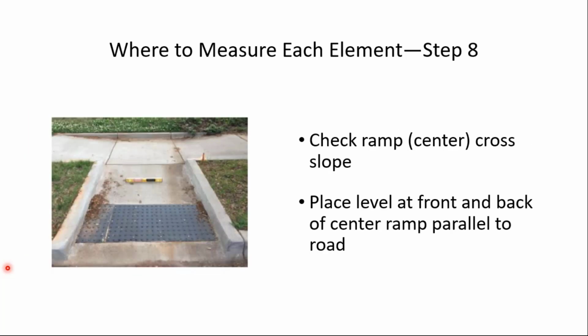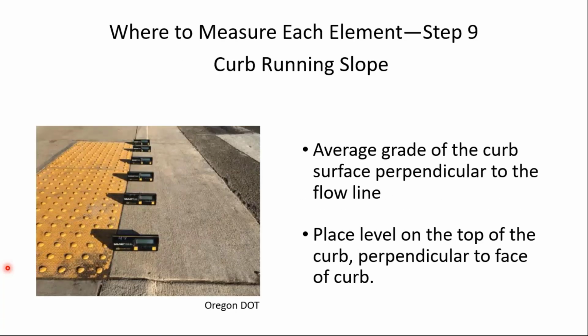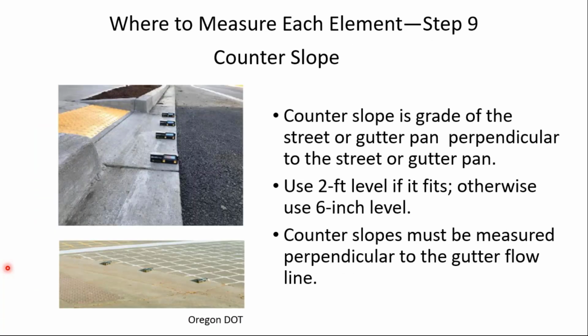Step 8 would be to check the center ramp cross slope. So put the level at the front and back of the center ramp parallel to the roadway. And then now it's step 9 in a combination ramp, but now check the curb running slope just as we did earlier. And likewise, check the counter slope as we talked about earlier.